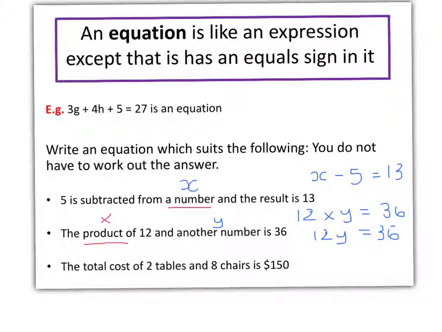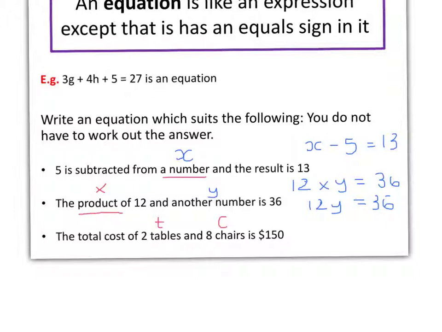Okay, and finally the total cost of 2 tables and 8 chairs is $150. So for this one, we're going to use T to represent tables and C to represent chairs. This one will be a little bit different because we're going to have 2 unknowns, 2 pronumerals in our solution. So when we write that one out, we have 2 tables, plus 8 chairs, and our total cost is $150.